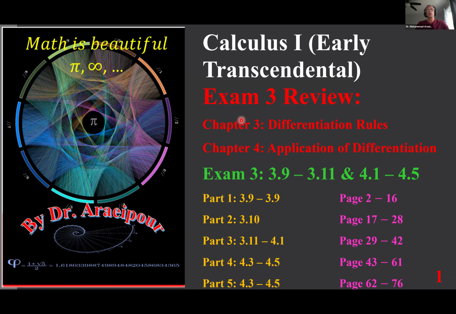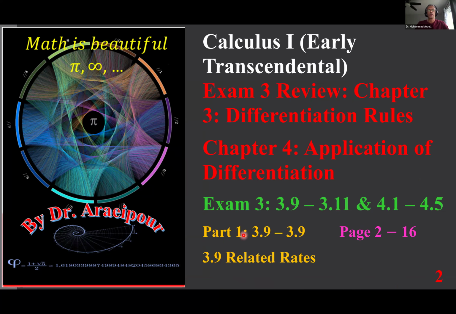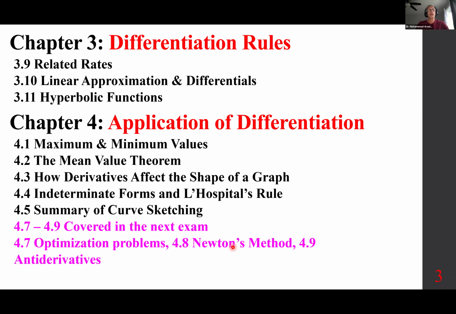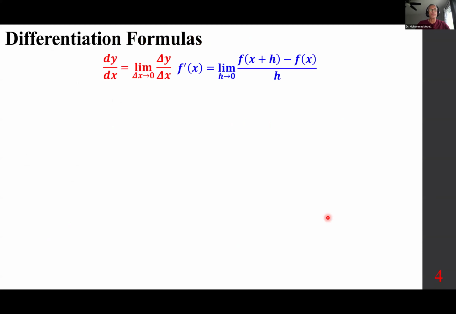Good evening, class. We are looking at the exam 3 review: chapter 3, differentiation rules, and chapter 4, applications of differentiation. And we have several parts. We're going to start with the first part, section 3.9, related rates. In short, we are looking at applications. We are looking at word problems. So we are going to cover from 3.9 to 3.11 and 4.1 to 4.5, and the rest of it will be covered in the next exam.